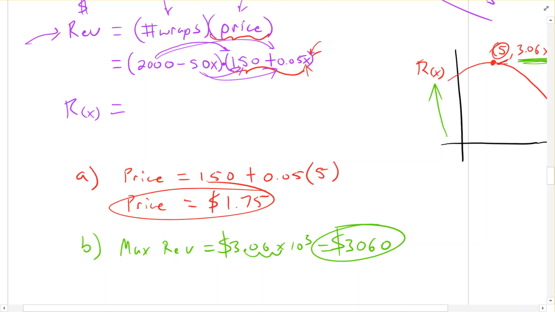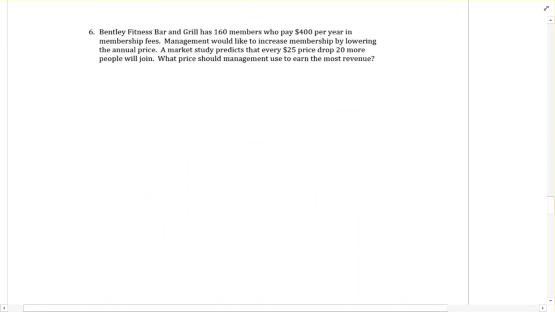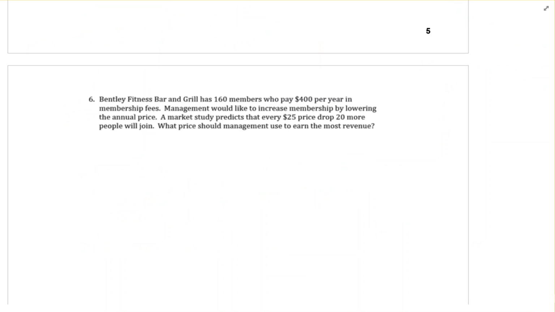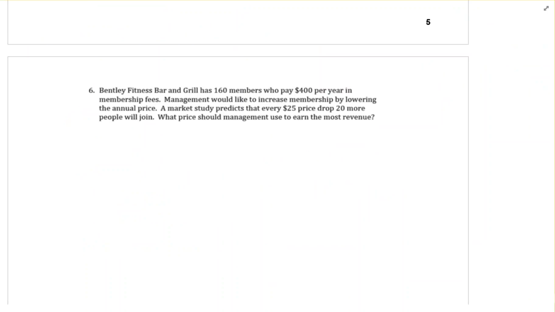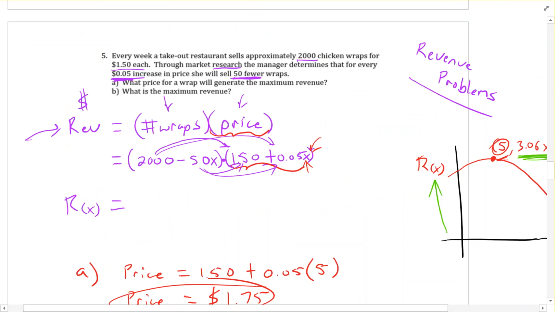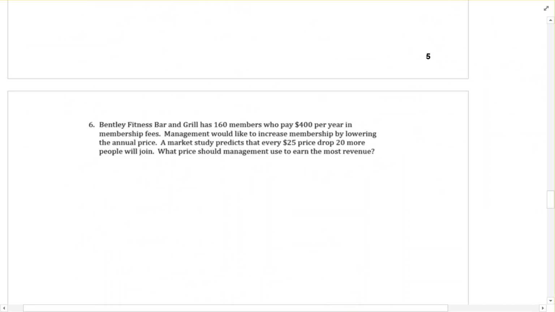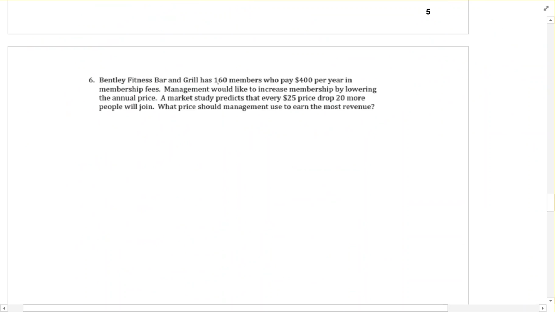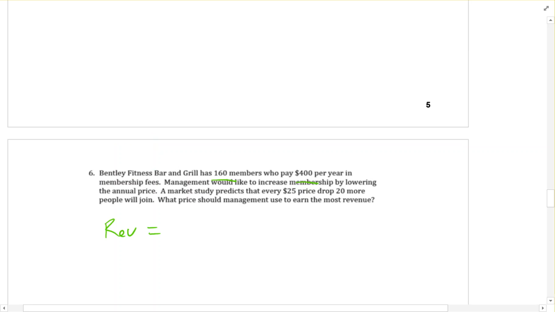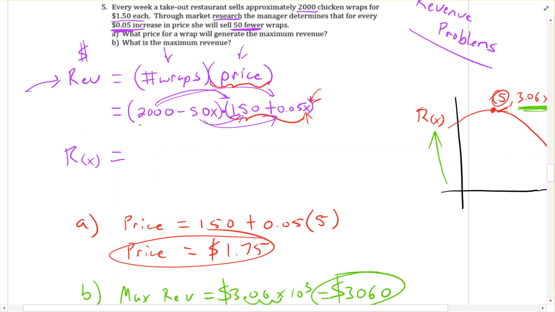Okay, so I'd like you guys to go ahead and try the next 2 questions, 6 and 7, and just follow the same process. Just look back to your notes here. You can see that we start off with revenue, so it's going to be REV again. It's going to be 160 members times $400 per year in membership fees, right? Those are our 2 numbers we started with, just like we started with 2,000 and $1.50 the first time.